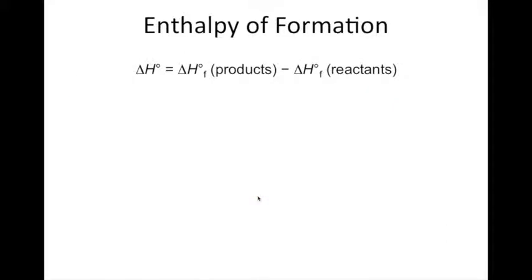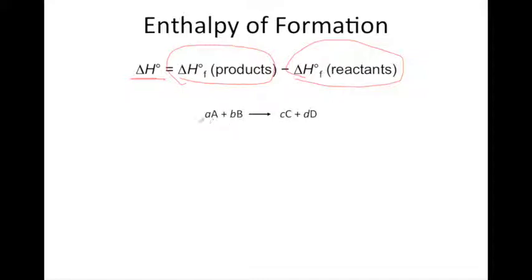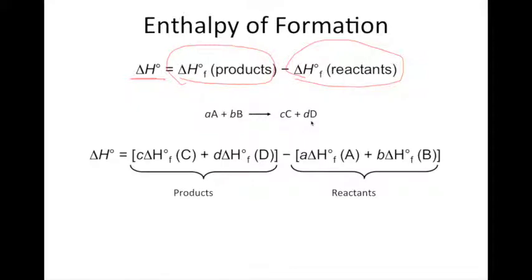Again, this is really where the delta H of formation becomes important. So if I'm trying to calculate the enthalpy change for a reaction, I can take the enthalpies of formation of my products, which again, I can get from my table, and I can subtract from that the enthalpies of formation of my reactants. Again, we could get those from a table. So let's say we had a reaction like this. A moles of A plus B moles of B reacts to form C moles of C and D moles of D. Our equation to calculate the enthalpy change using standard enthalpies of formation would look something like this.